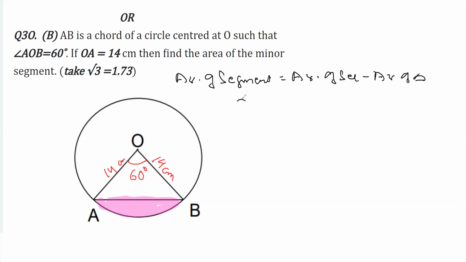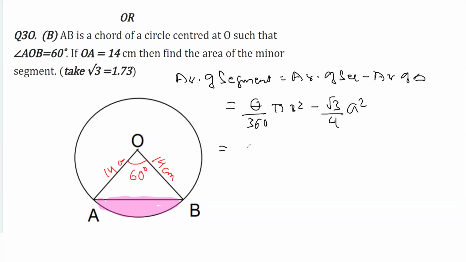Now, the area of the sector, if I write the formula, is theta over 360 into pi r square, minus. And now what else you have to know is that this is an isosceles triangle whose vertex angle is 60 degrees, so it is an equilateral triangle. The formula for area of an equilateral triangle is root 3 by 4 a square, where a is the side.